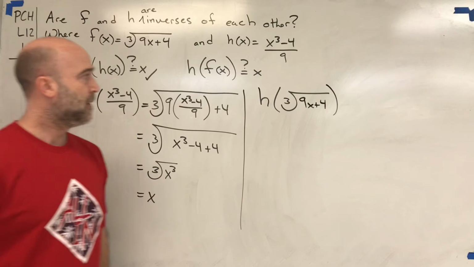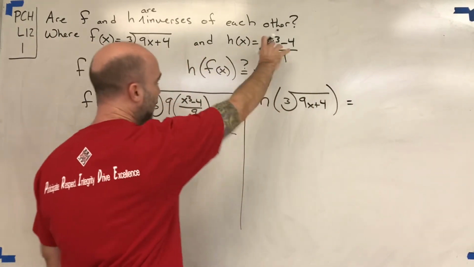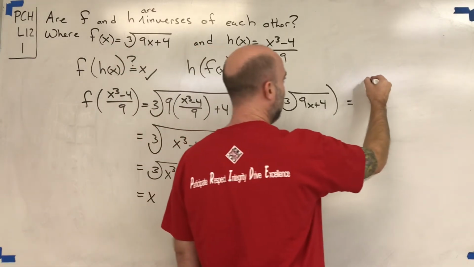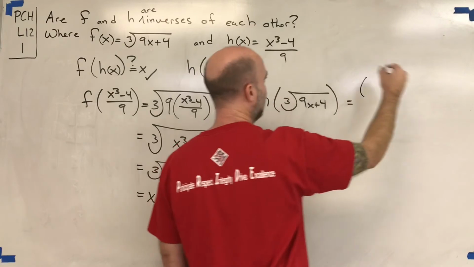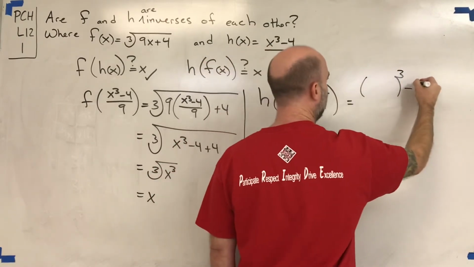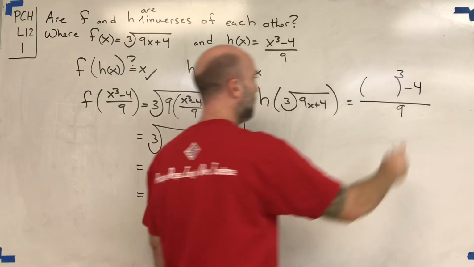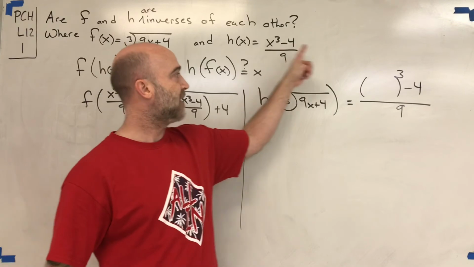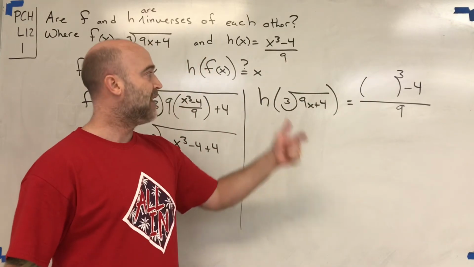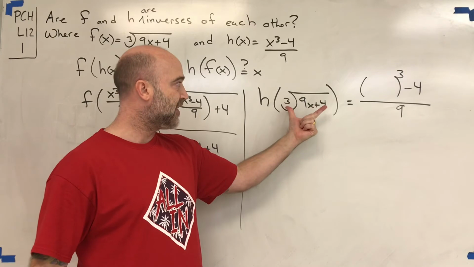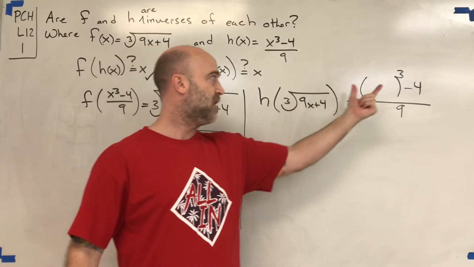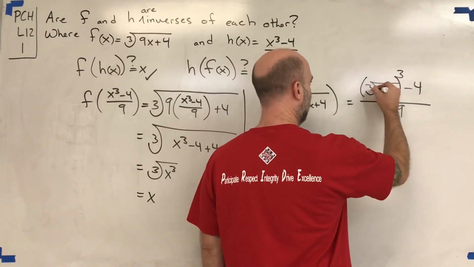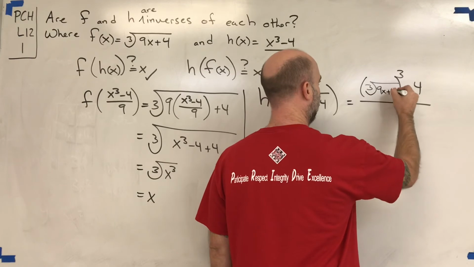Once again, here's my skeleton. The h function is this right here. Whenever I see an x, I just put parentheses. So it's going to be parentheses, that's the x, then all that gets cubed. There's a minus 4, and then a divide by 9. And then I just check, does that look like this one right here, except where there's an x, I have parentheses, and yes it does. It makes it a lot easier to take the function that you're plugging in and just stick it inside wherever you see parentheses. So inside this parenthesis goes the cube root of 9x plus 4.